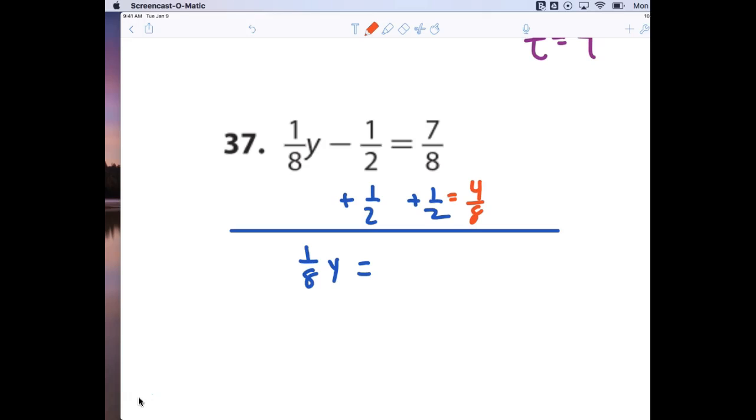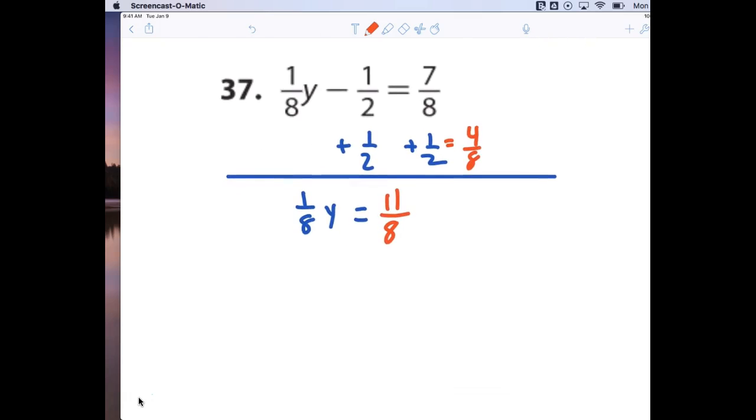Would it be 11? Yes, it would be 11/8. Now, how do I get rid of a fraction? You multiply by the reciprocal. The reciprocal is 8. Good. Multiply by 8. So y equals, now I want you to be real careful, please. What happens to the 8s? Oh, they cancel out. Yeah, buddy. So then it'd be 11. Yep, that's correct. Y equals 11. It's kind of a tricky one.